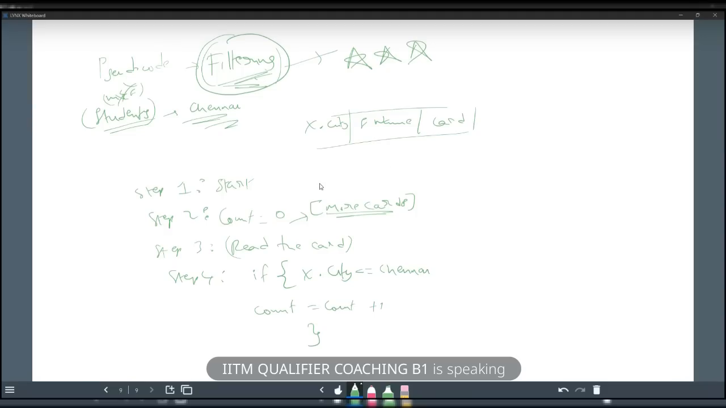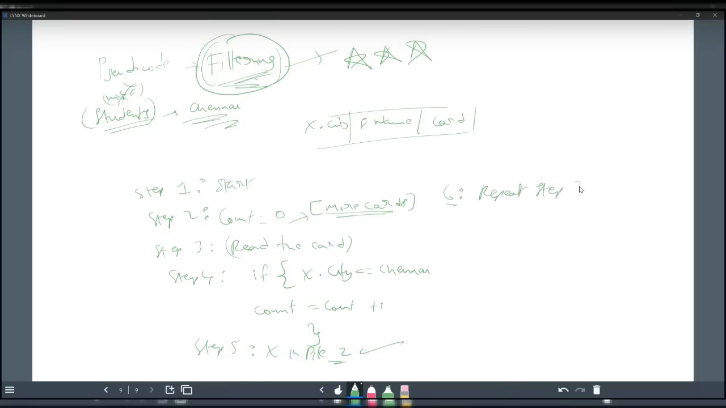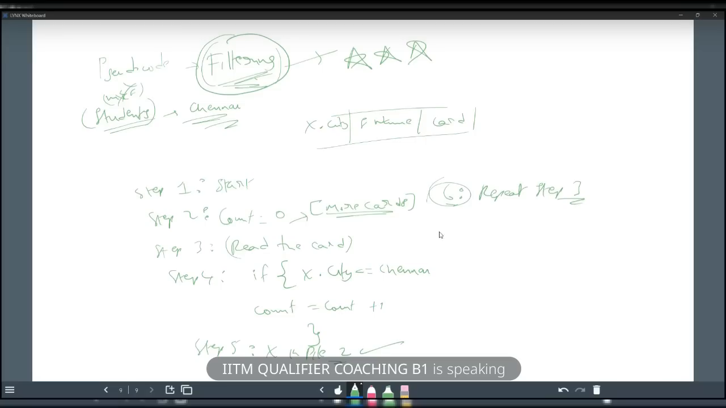Am I clear with this example? Did you guys understand what filtering in a pseudocode means? And step 5, what would be step 5 here? We keep the card X in pile 2. Right? We need not reinitialize something to 0 or such, but rather we put it into pile 2, and then again step 6 would be repeat step 3. This is what the 6th step would be, okay?